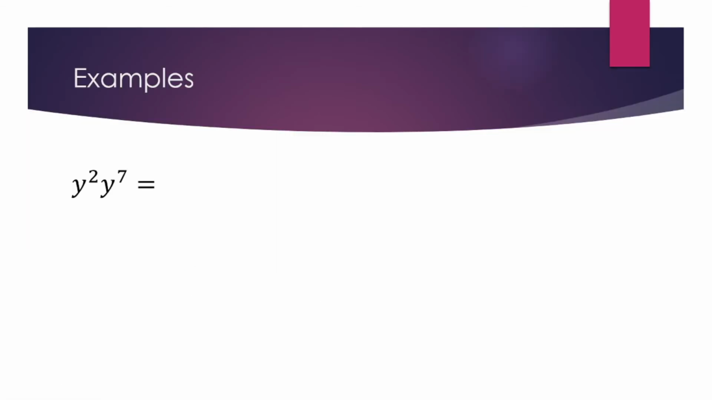Our first example, how can I rewrite y to the 2nd power times y to the 7th power? 7 plus 2 is 9, so you get y to the 9th power. How can I rewrite k to the 3rd power times k to the 10th power? 10 plus 3 is 13, so if you chose k to the 13, you are correct. How can I rewrite u times u to the 14? U to the 15. You have to remember that when there is a u all by itself, it has an exponent of 1.